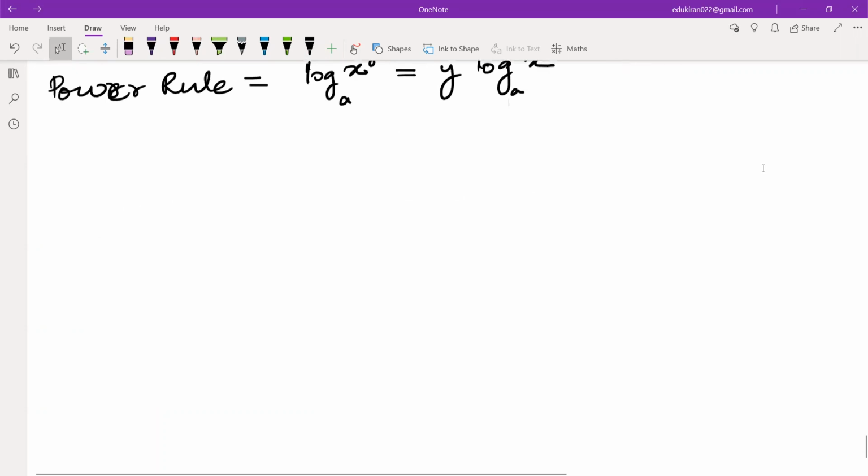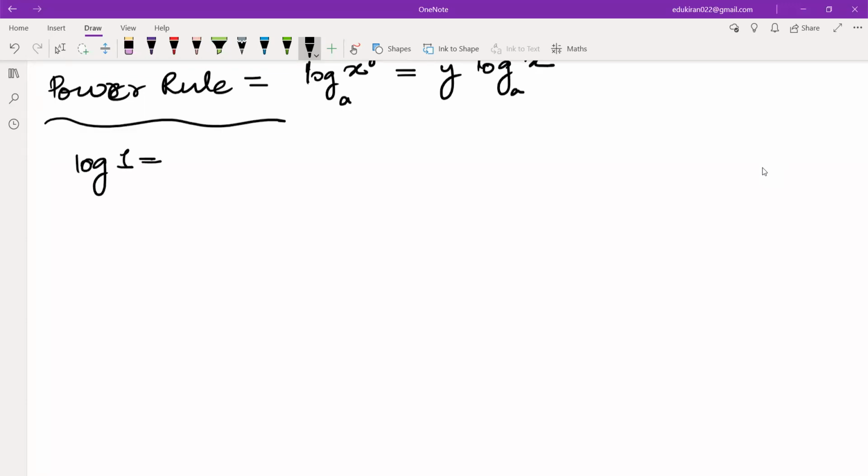Now let us try to do some logs. You have to be manipulative with the numbers. So I will tell you some logs. The base is always 10. All of the bases that I am writing here are 10. Please keep that in mind. Log of 1 will be equal to how much? 0. Yes or no? Yes. Okay. Fine.